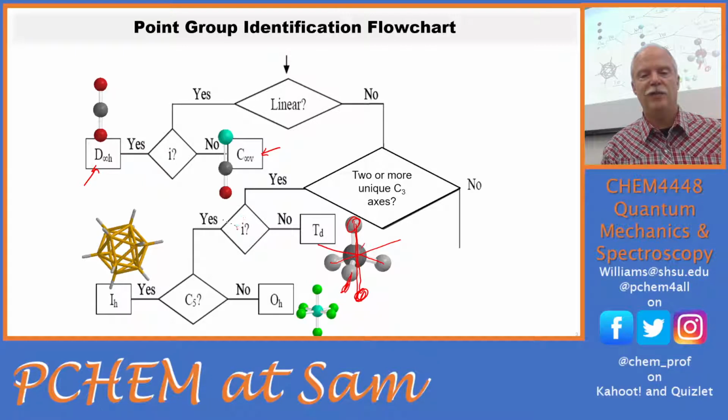Let's say it does have an inversion center, then you get to 5-fold symmetry versus 4-fold symmetry. If it has 5-fold symmetry, it's going to be an icosahedron.